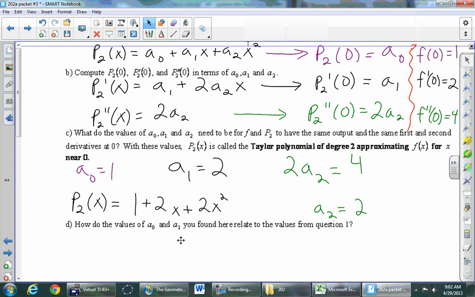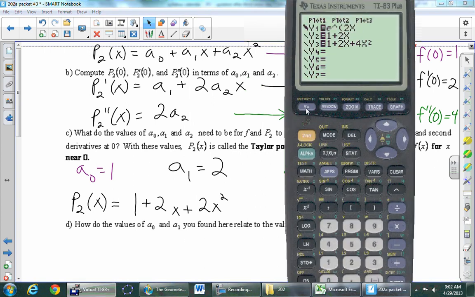Okay, next observation. What was true about the a sub 0 and the a sub 1 that we found in the first part when we did the tangent line compared to those constants when we did the parabola?